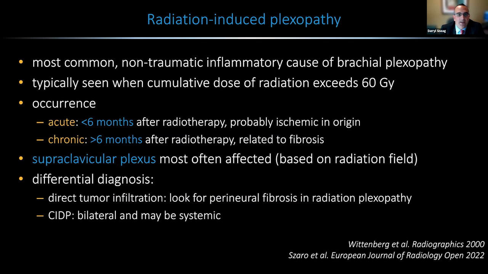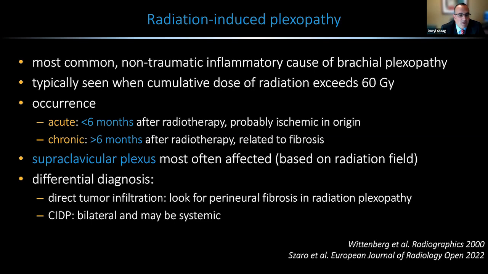Let's go over a couple points. So this is the most common non-traumatic inflammatory cause of brachial plexopathy, but thankfully I still don't see a ton of cases, but that might be my bias working at an orthopedic hospital where we're not treating patients with radiation therapy primarily. And it's typically seen when the cumulative dose of radiation exceeds 60 gray. There's thought to be 2 phases. The acute phase, less than 6 months after radiotherapy, probably ischemic in origin, and then the chronic phase, related to fibrosis, or at least thought to be related to fibrosis.